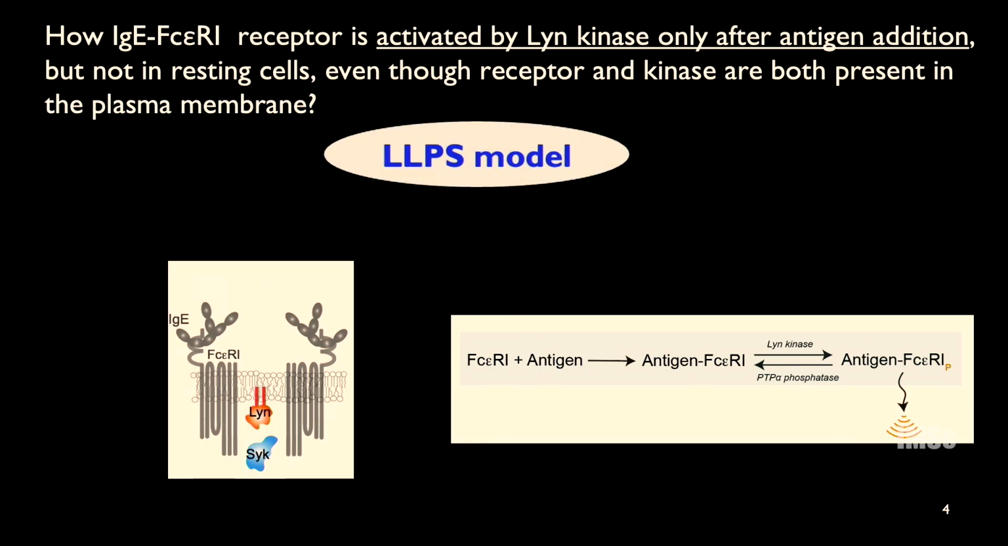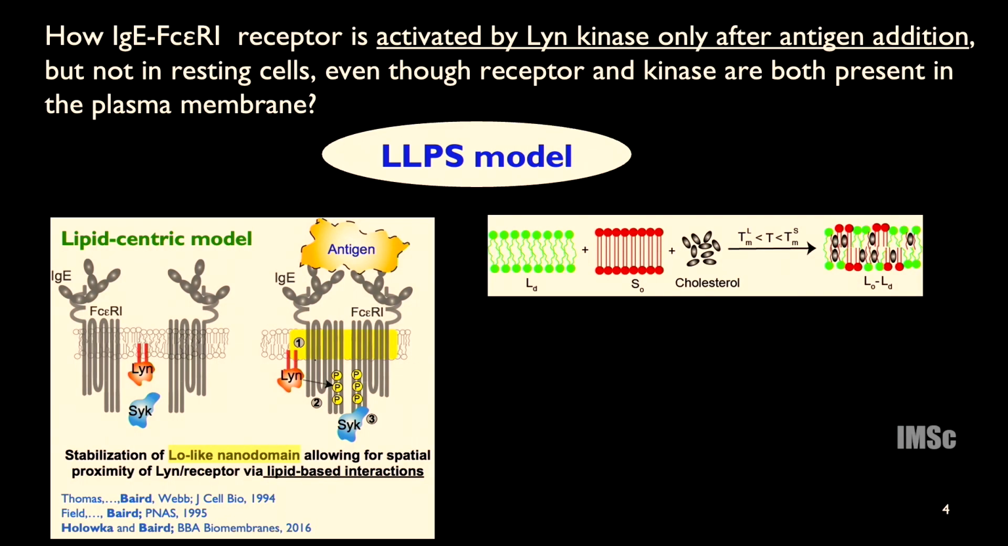And this is where an attractive model comes in, which is an LLPS model, and it is the LLPS of the lipid. What this model posits is that when you have unbound states, we have nothing, and then when the receptor is cross-linked with the antigen, it forms this cluster, and this cluster somehow assembles an ordered state around it. Now, when I say ordered state, I'll be discussing it a little more in the next slide.